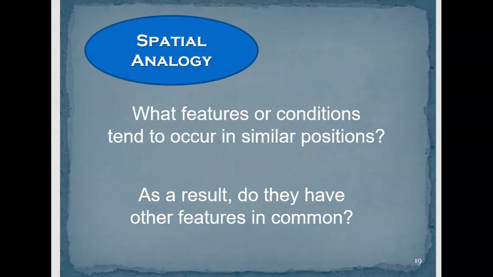This is spatial analogy. Questions we might ask when talking about spatial analogy: What features or conditions tend to occur in similar places or positions? As a result, do they have other features in common? So because they're in a similar place or position, do they have other things that would be alike?